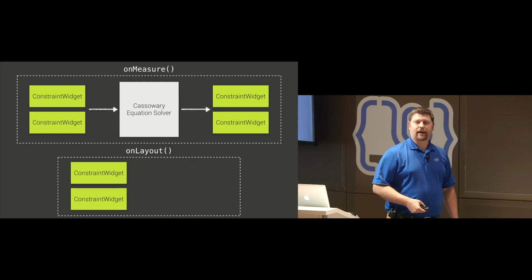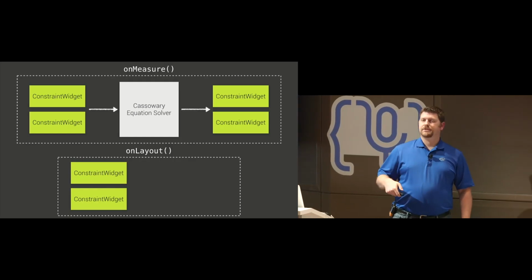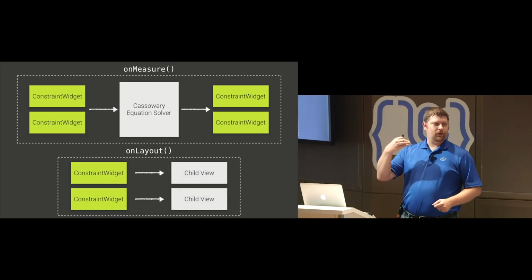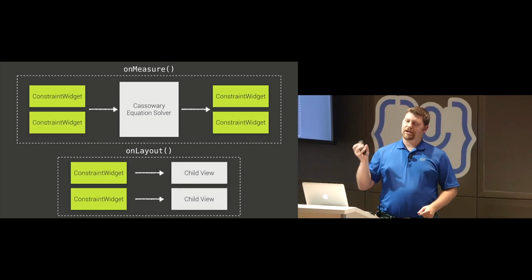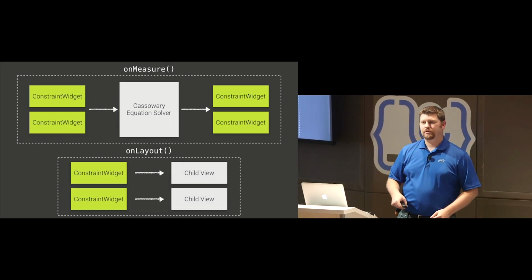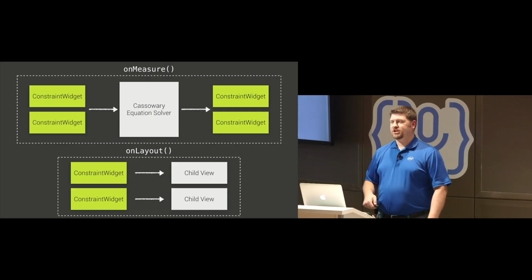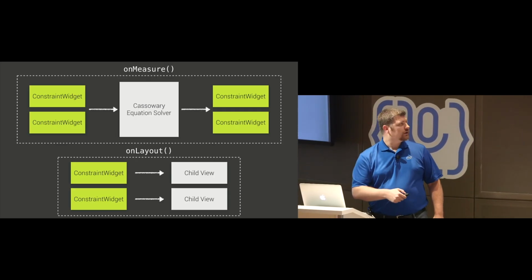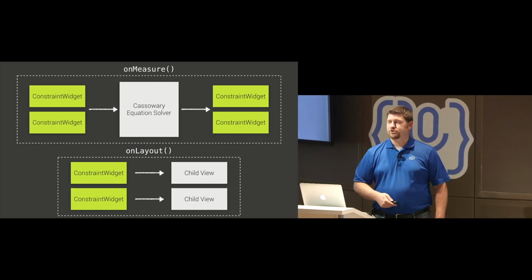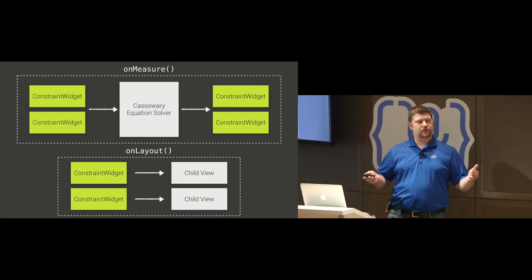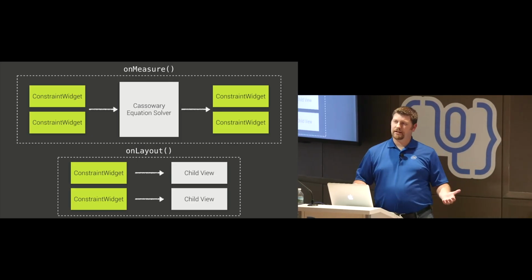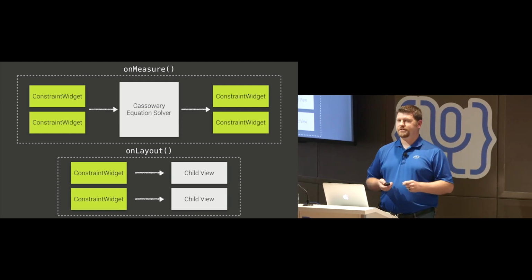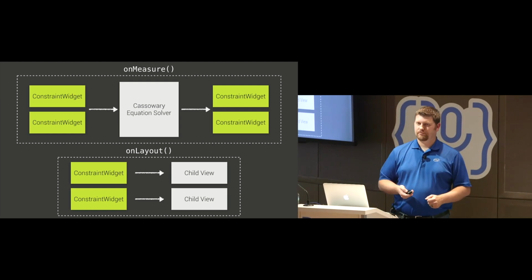Then during the layout pass, those constraint widgets are retrieved again, and this time that X, Y, width, and height information is just going to be applied to the individual views. So it turns out layout is actually quite cheap, because all the heavy work, which again really isn't even that heavy, is being done during measure. Okay, so during measure is where we see all the constraints analyzed, and then during layout, it's just taking that information out of these individual widgets and applying them to the views.